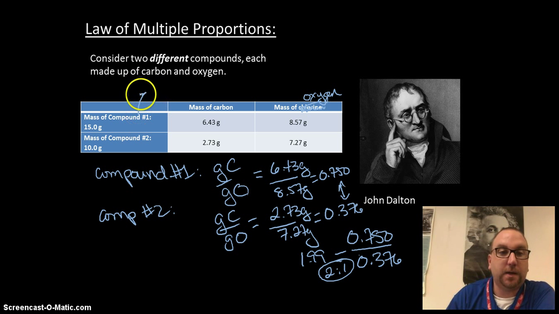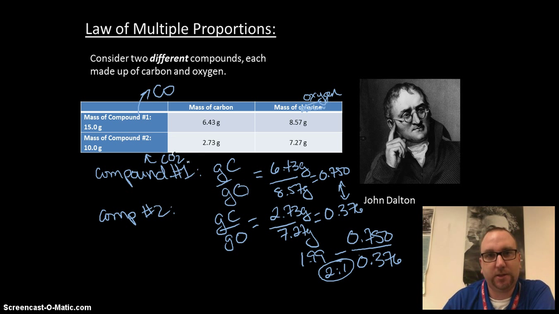So if the first compound has a formula of CO, if there's twice as much carbon in this compound compared to compound 2, this has got to be CO2. Okay, so if we double the mass of oxygen by adding another atom, then essentially that ratio of oxygen to carbon gets cut in half.